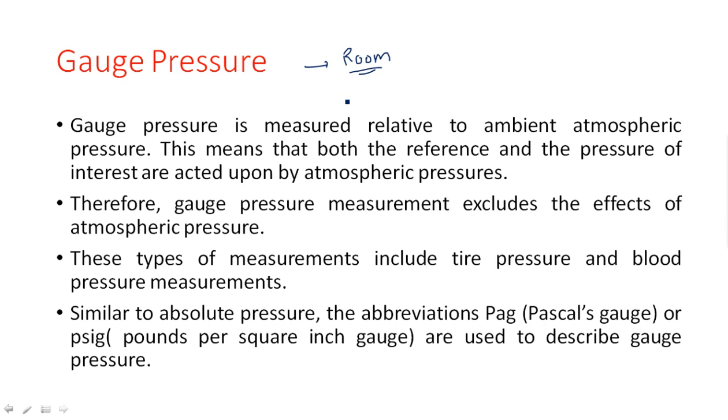Similar to absolute pressure, we have abbreviations for gauge pressure. We have seen in the previous case PA, Pascals absolute. Now it is PAG. PAG is nothing but Pascals gauge. Now G comes along with the PA. And similarly, PSIG is nothing but pounds per square inch gauge. Very simple. If you know the basic notations, then just add A or G. A becomes absolute, G becomes gauge. Like that, pounds per square inch gauge, are used to describe the gauge pressure.